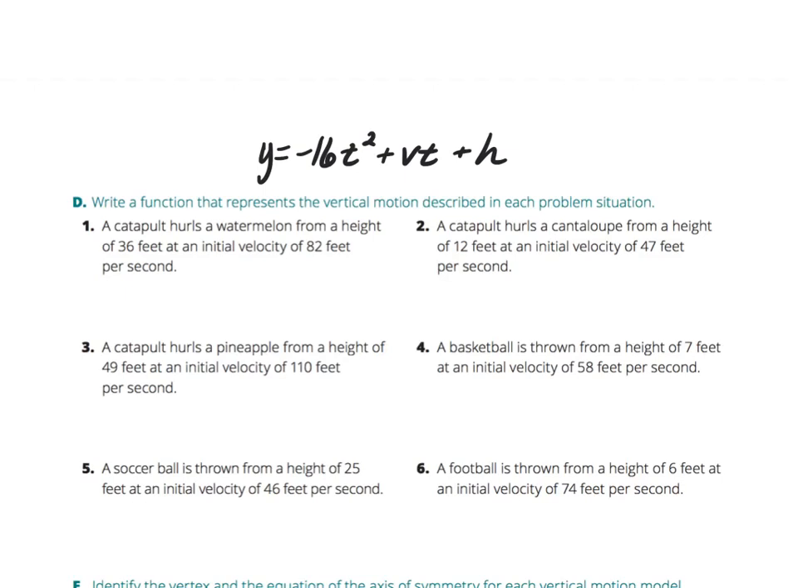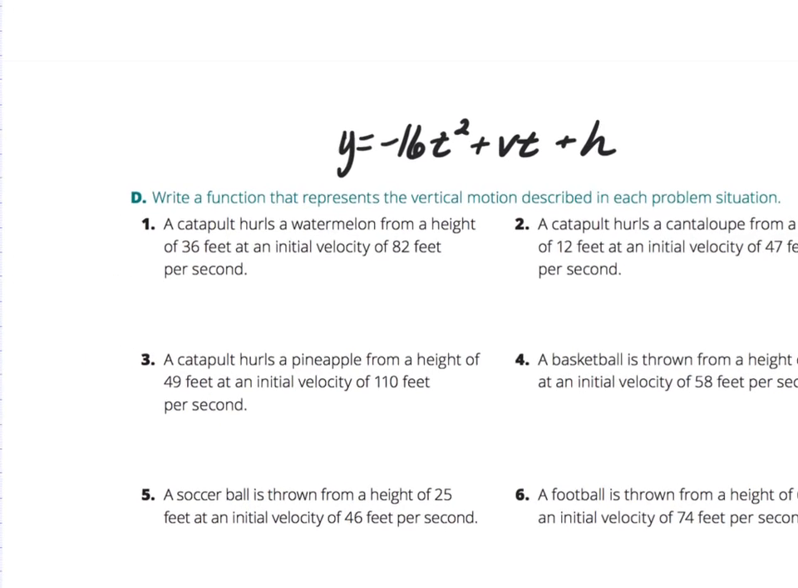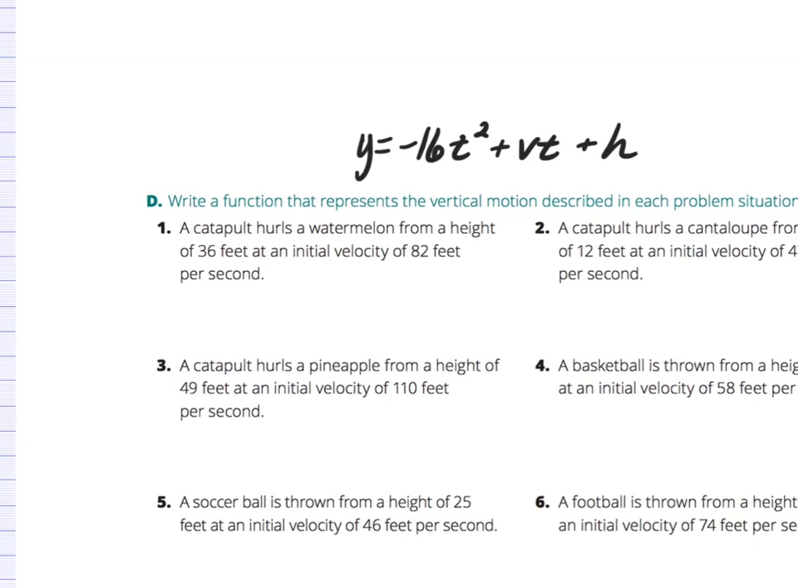So I'm going to work number 1 here for you. A catapult hurls a watermelon from a height of 36 feet at an initial velocity of 82 feet per second. So to write my equation, I'm going to say y equals -16t². And again, the only numbers I need to plug in are the velocity and the height. So plus my velocity, it says 82 feet per second, so plus 82 times time. And my starting height from this catapult is 36. And I'm done. You only had to plug in 2 numbers.